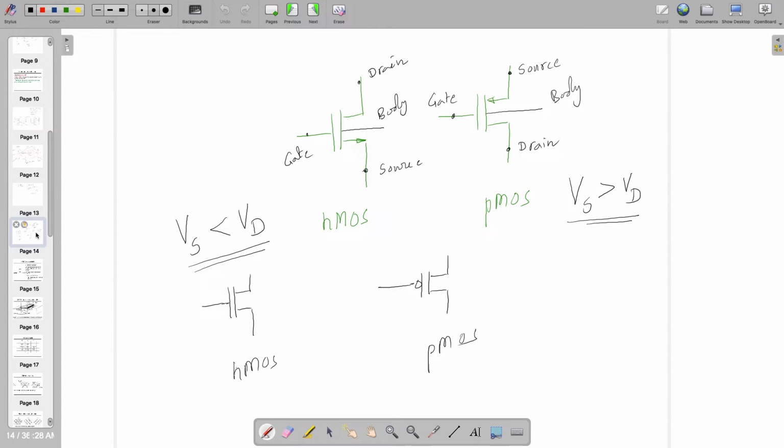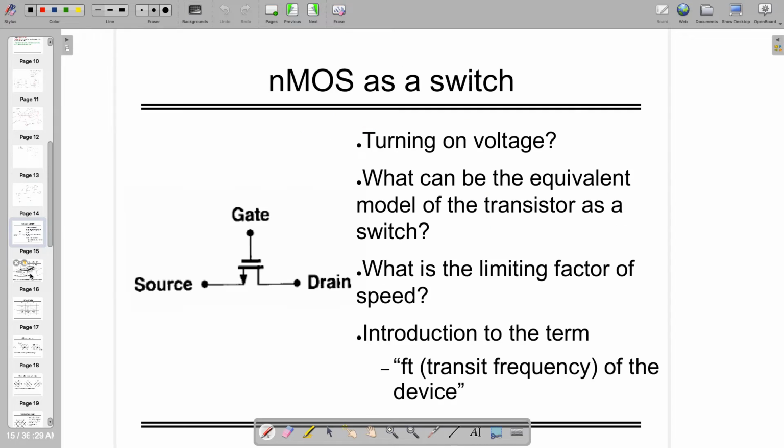Okay. So any doubt till now? If there is an NMOS, okay.